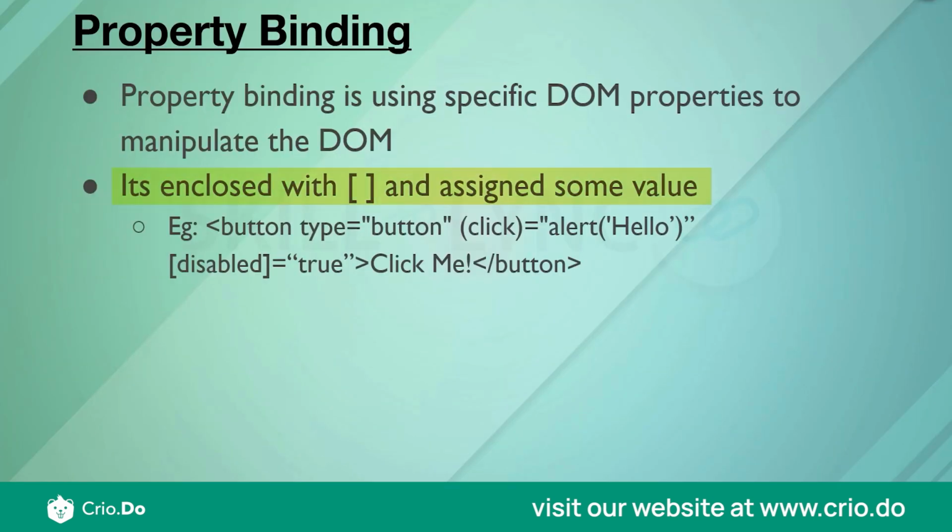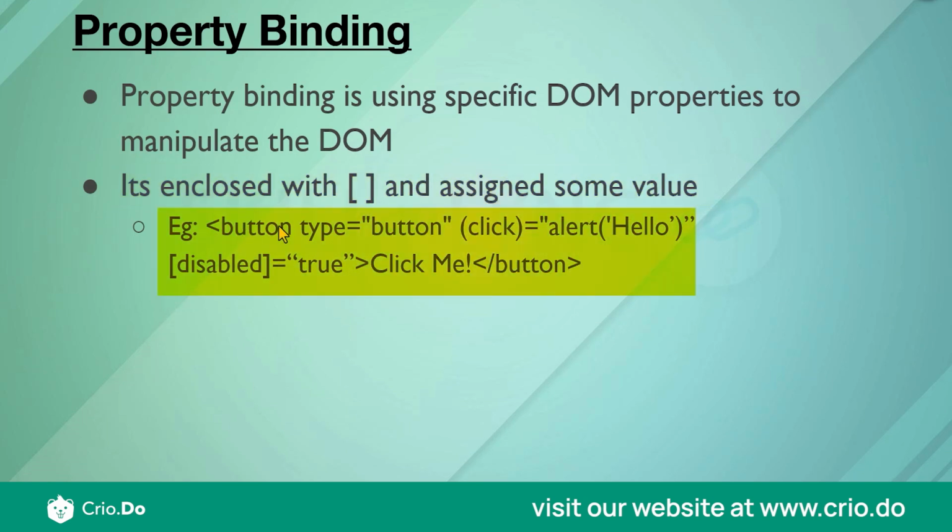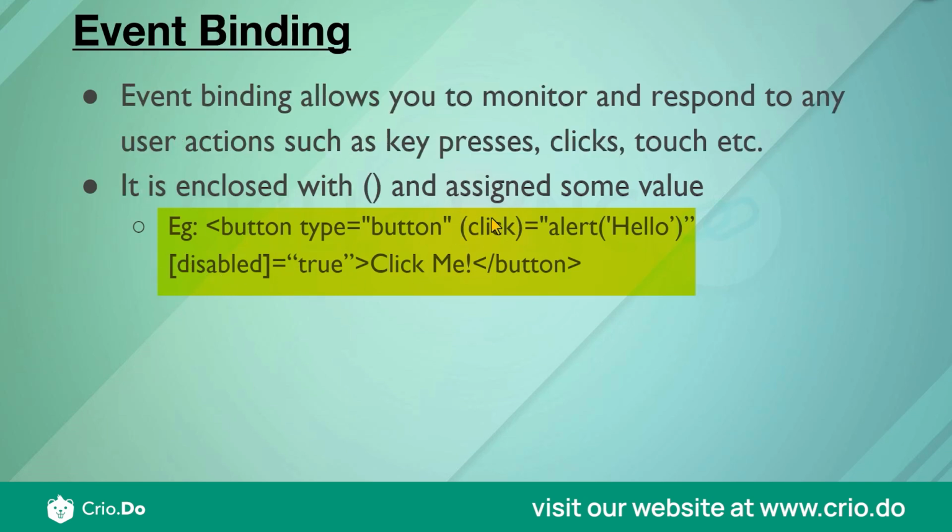So going ahead, property binding, we saw that it uses a square bracket. For example, in this scenario we say button type button click alert and disabled true. So this disabled true is nothing but your property binding, and this round bracket over here is the event binding, and event binding, as I said, allows you to pass the data from the HTML to your component.